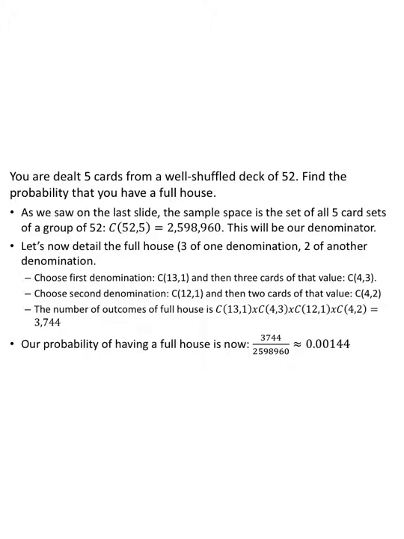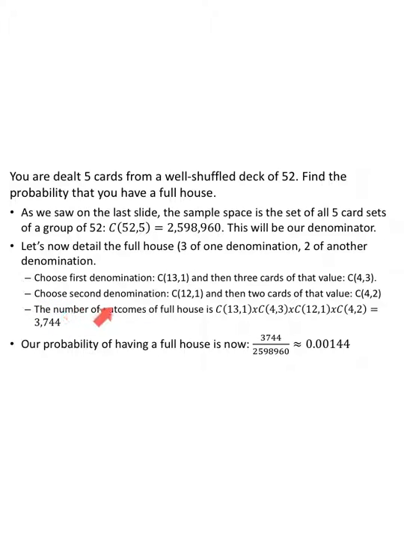So we're going to choose the first denomination. Out of the 13 different denominations, ace, 2 through 10, jack, queen, king, there are 13. We want one of those. And from that denomination, there are 4 cards. There's clubs, spades, diamonds, and hearts. So 4 different suits. We want 3 of those. All right, 3 cards of the same value.